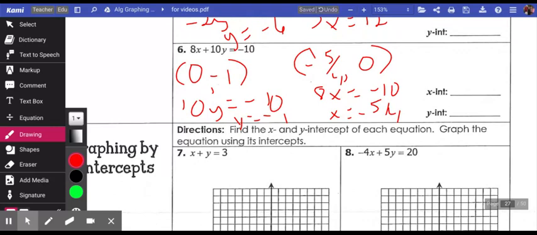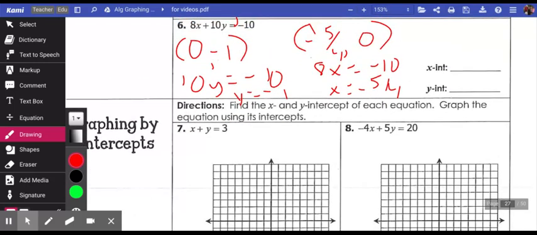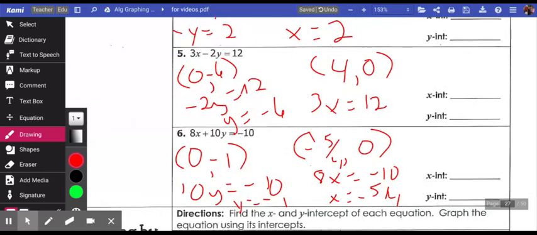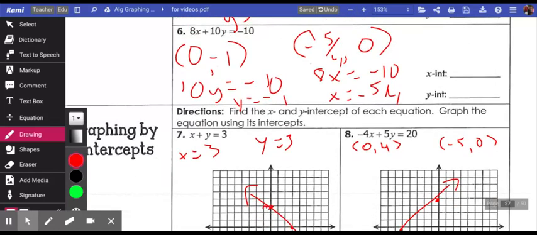So on these, I'm going to have you do them and then pause it, and then you can look at them. And you can graph it, you can do any method you want, but they really want you to practice finding just the X. So let's just do the X and Y intercepts. Okay, number 7 and 8.